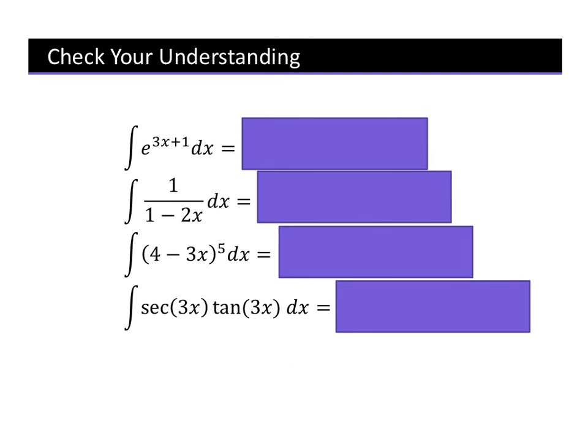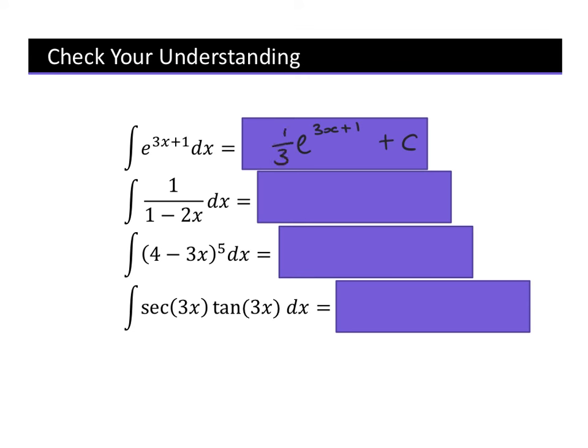So, quickly pause this to check your understanding, okay? So check what's going on. So for the first one, we should have e to the 3x plus 1 plus c divided by the differential of the bracket. The differentiation of 3x plus 1 is 3, so it's a third.